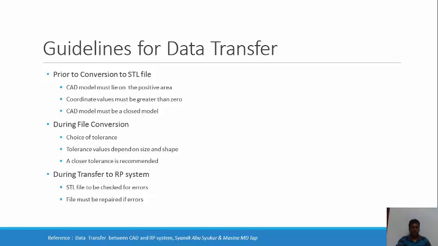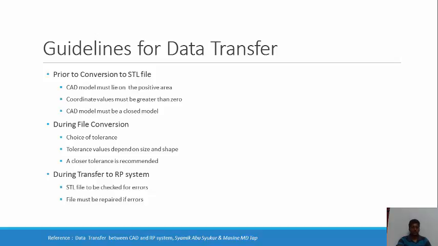The steps to be followed before converting a CAD model into an STL file: the CAD model has to be in the positive area of the X, Y, Z coordinates. Minimum values of X, Y and Z coordinates should be above 0. The CAD model created should be a closed solid model. There should be no other elements such as 2D elements in this model.